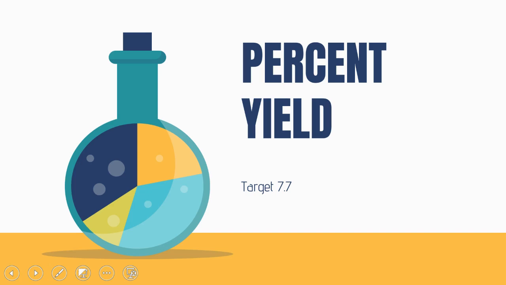In this video, we're going to talk about percent yield, which is target 7.7. When we do this video, we're going to need a periodic table and a calculator out. We're going to use some concepts we've learned in stoichiometry in order to calculate percent yield. So make sure you are calculating with me and following along using your periodic table.